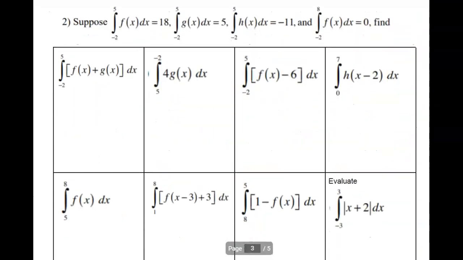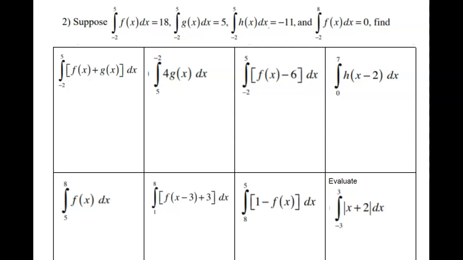All right, so on section 2, we're not going to be given any areas or any graphs. But remember, we are going to be given some integral values. And these are the overall net signed areas. So like right here, from -2 to 5, it doesn't mean that all of the areas are above the axis. It means overall, there are 18 more units above the x-axis than below. Okay, so I think of integrals as net area. Same thing with g, h, and then notice our limits are a little bit different.